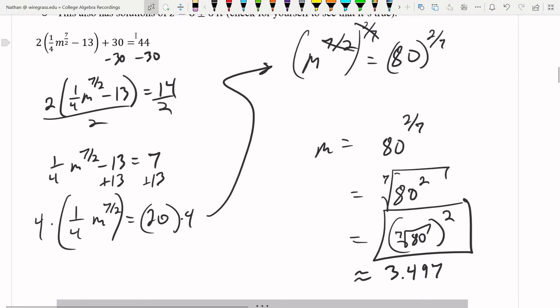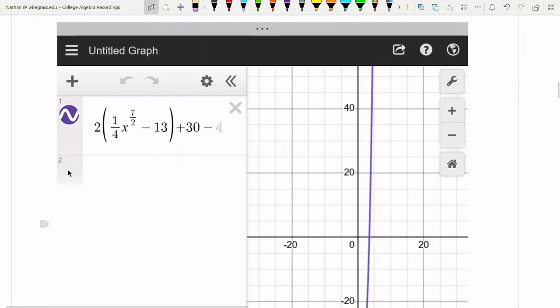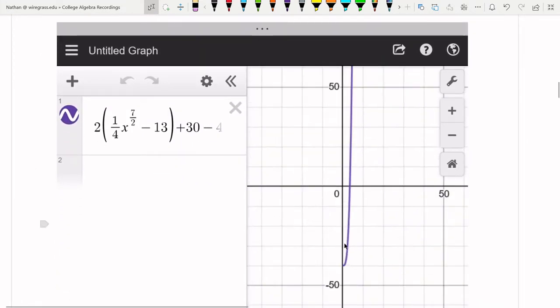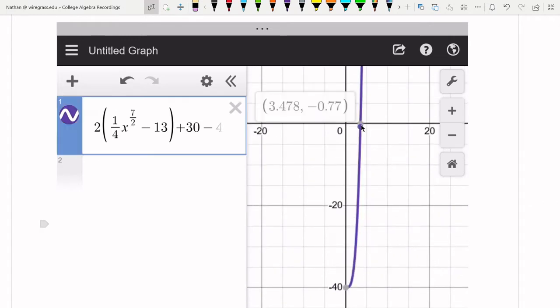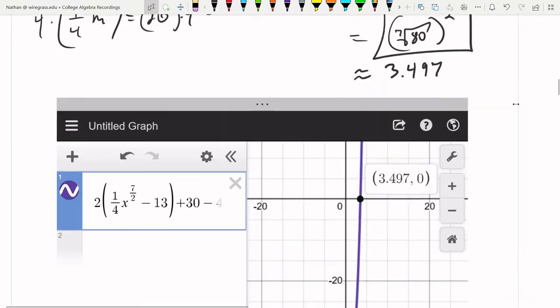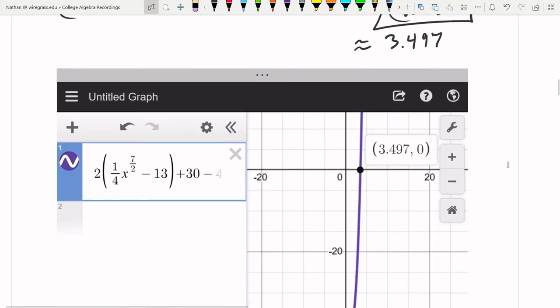Okay, let's go ahead and graph this thing. I'm going to subtract 44 from this side to the other side to make it equal to 0, so that the answer is going to be the x-intercept. And the x-intercept of this graph, kind of a strange graph again, kind of like a square root almost, but that's been flipped. It's 3.497, 3.497. That's what I got.